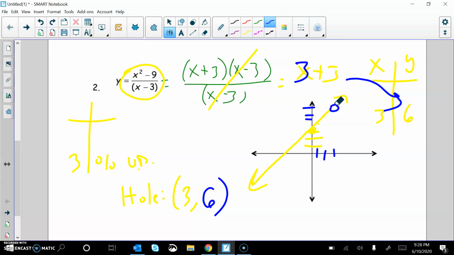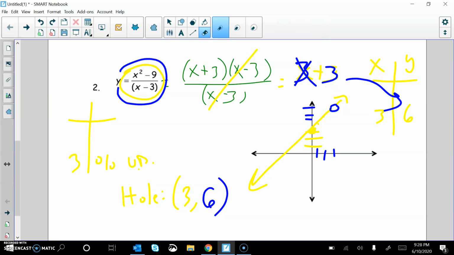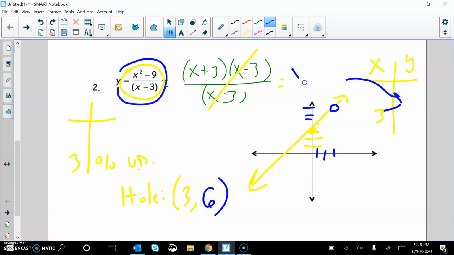So this function is essentially this function, x plus 3, everywhere except when x is 3. So sorry, this is x minus 3. Oh, my mistake. Let me go back. Looks like I made an error. Let me clean this up. We're left with x plus 3. Oh, no, we're good, we're good. That is correct.